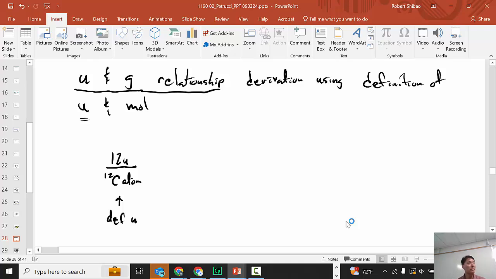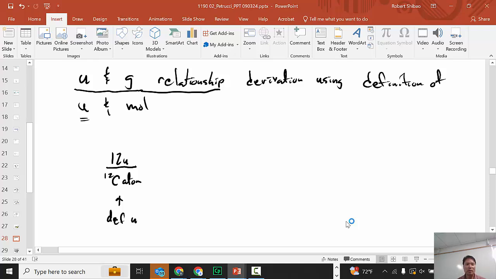Definition of the mole? It's the number of atoms in exactly 12 grams of carbon-12, right? And that number we call a mole, and it's equal to Avogadro's number, and so bang.